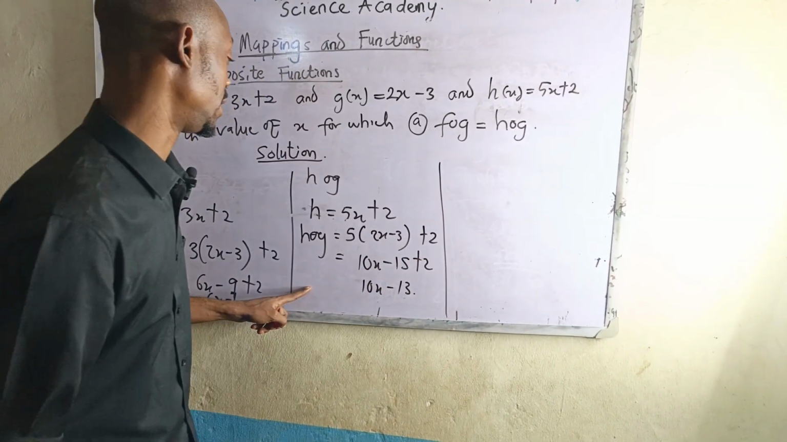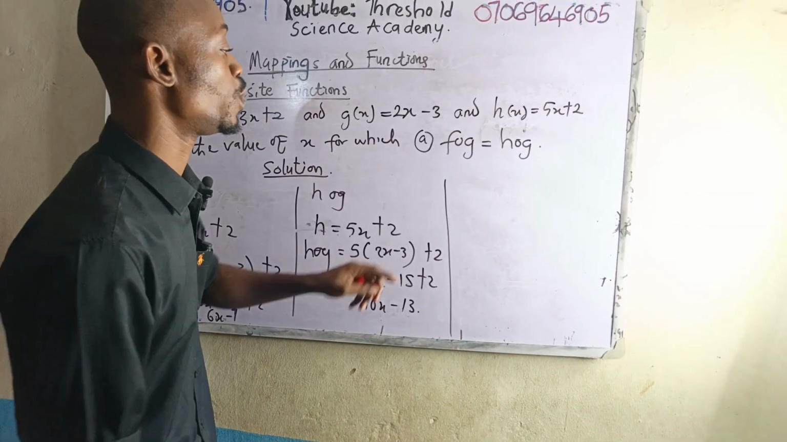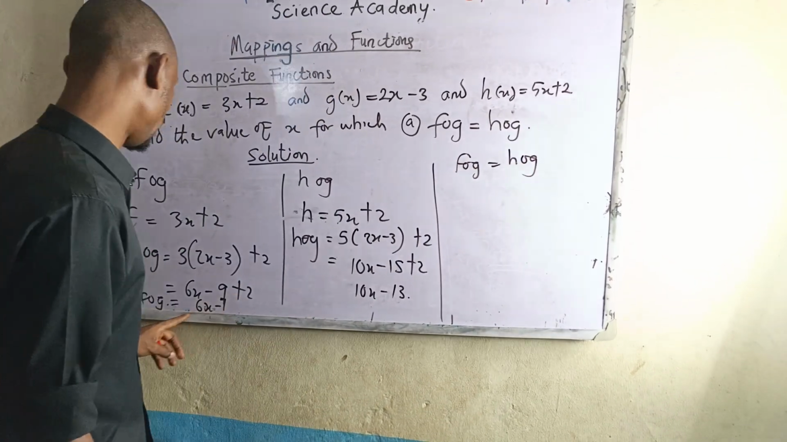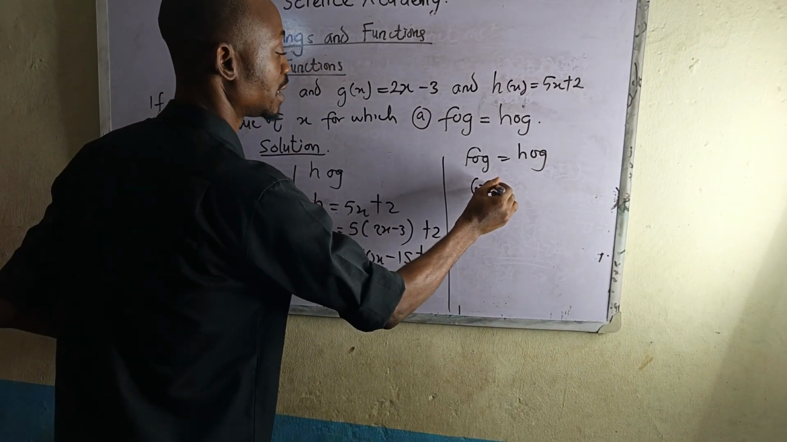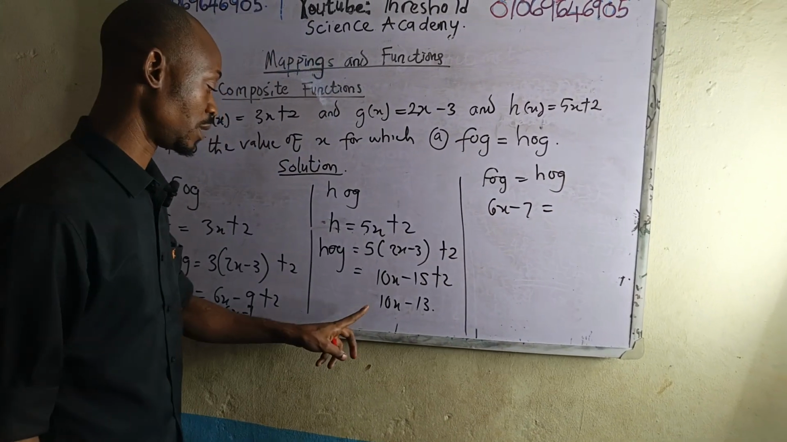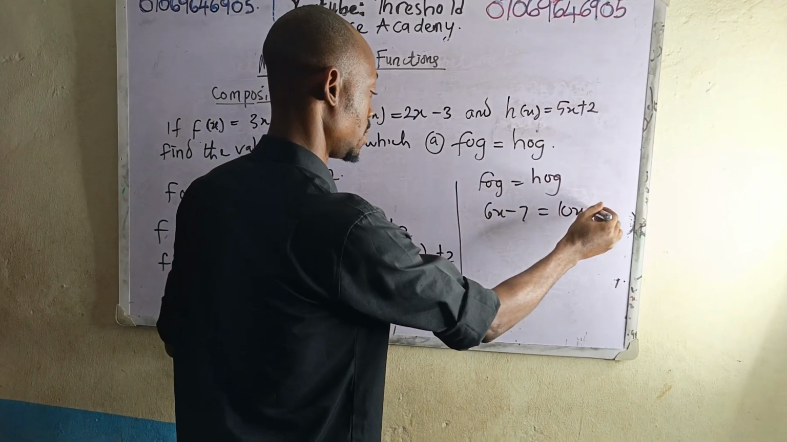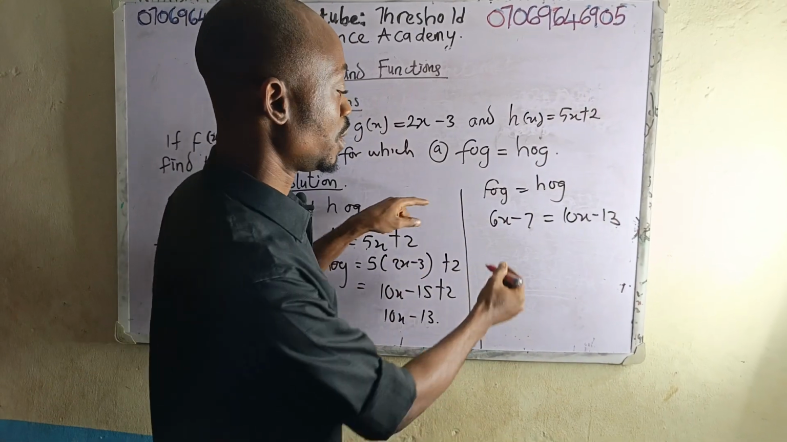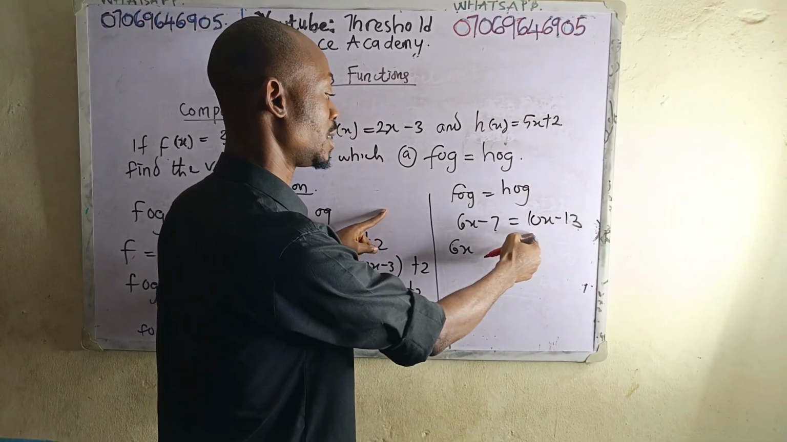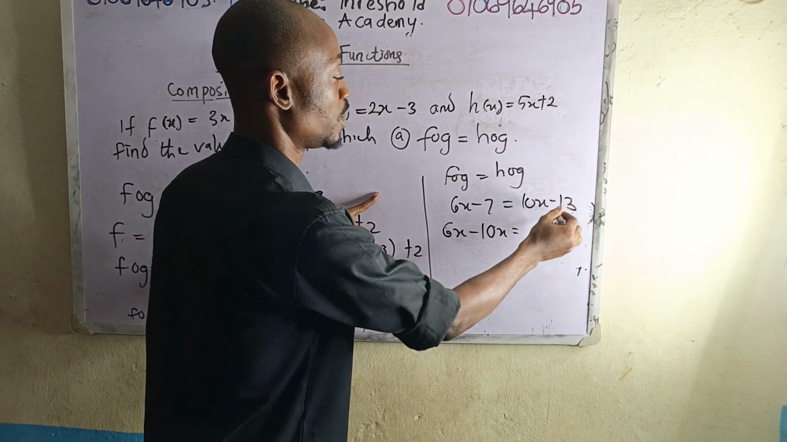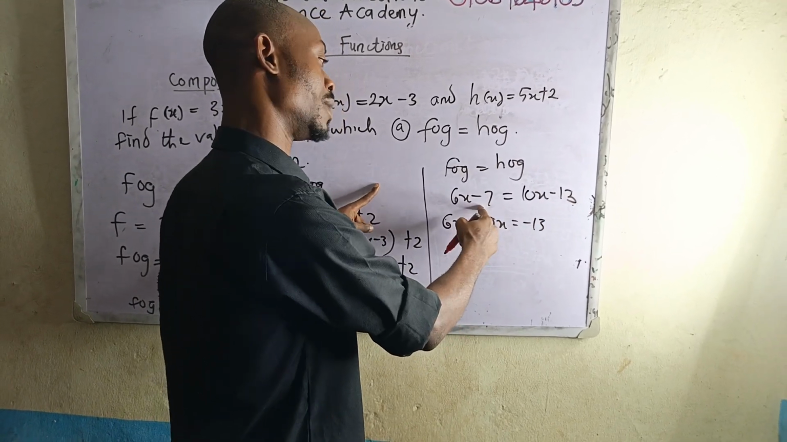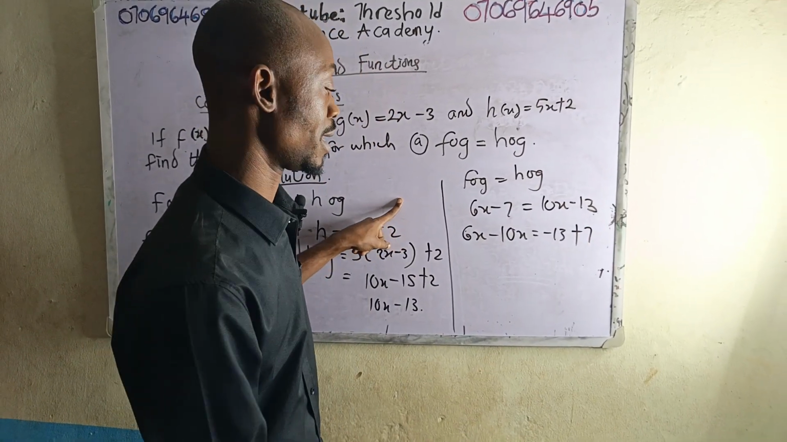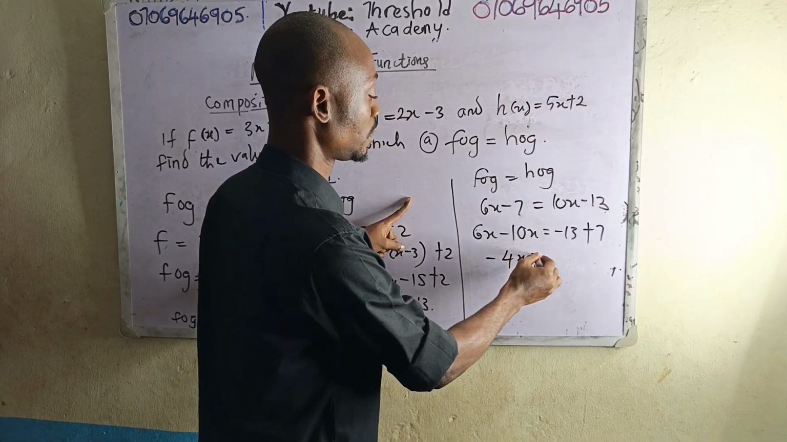Now the question says to find the value of x for which f of g equals h of g. My f of g is 6x minus 7, and that equals my h of g, 10x minus 13. You see, it's not hard; it's down to algebra. Collect the like terms and simplify. We have 6x here. Take the 10x to this side, it becomes minus 10x, equals minus 13 there. Then take minus 7 over to the other side, it becomes plus 7. So 6x minus 10x is minus 4x.